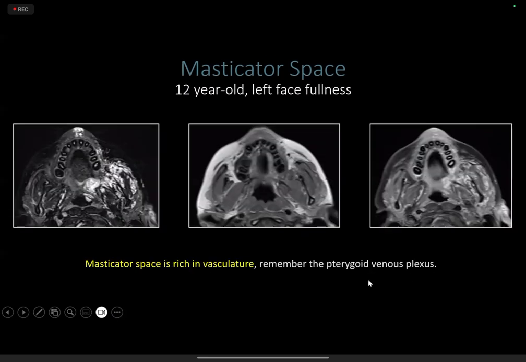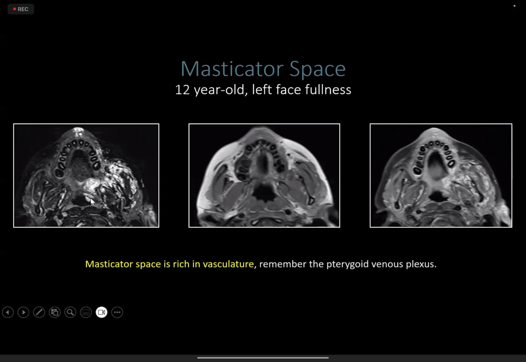Here's a patient that presented with left face fullness, a 12-year-old. Again, remember that the masticator space is rich in vasculature. It has the pterygoid venous plexus, just a little clue to the diagnosis. But here we can see that this lesion really is high in T2 signal and centered within the masticator space. Looking carefully, this is actually a transspatial mass. You can see that it extends over into the buccal space over here, extends into the lip.